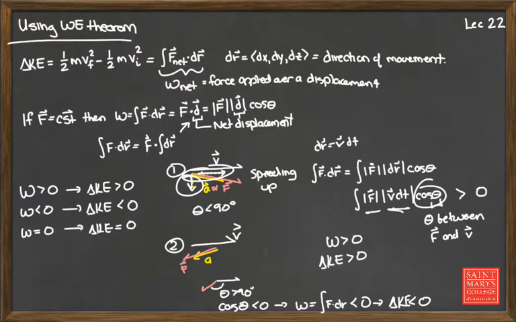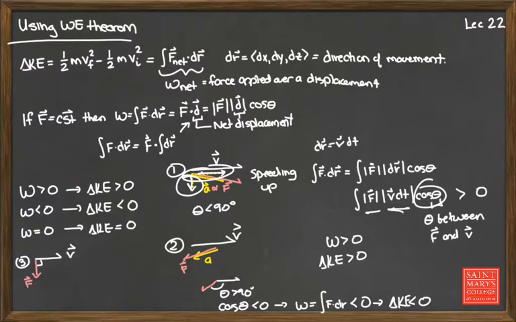Then finally, the third case, if you have a velocity vector, and then you have an acceleration vector, or equivalently a force vector, that is perpendicular. We talked about how this is a case where the velocity does not change in magnitude, but it does change in direction, for example, circular motion.